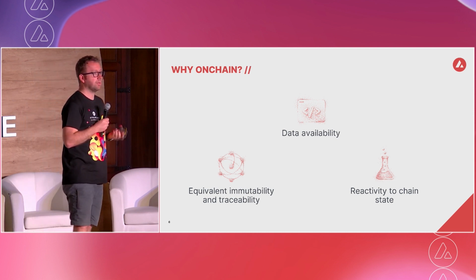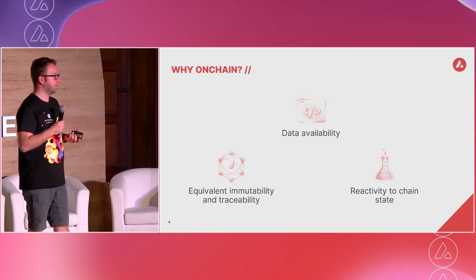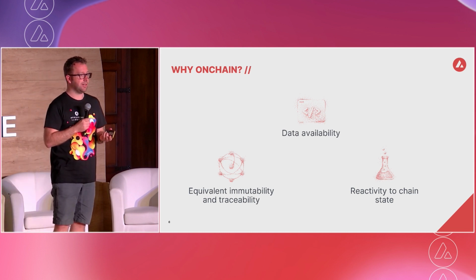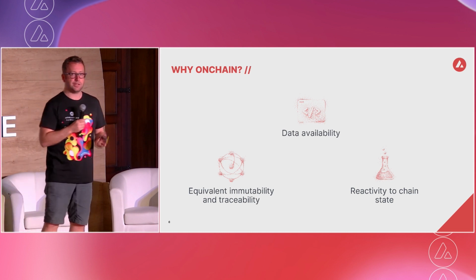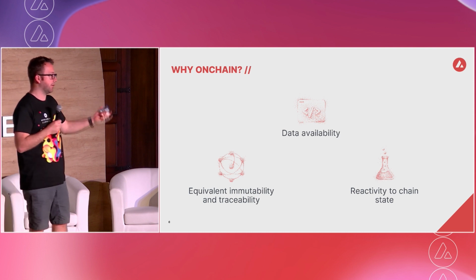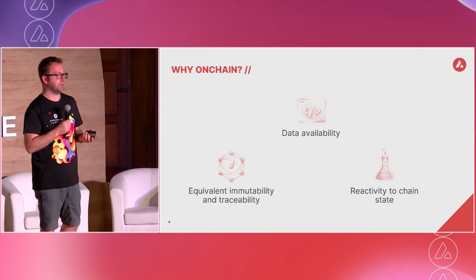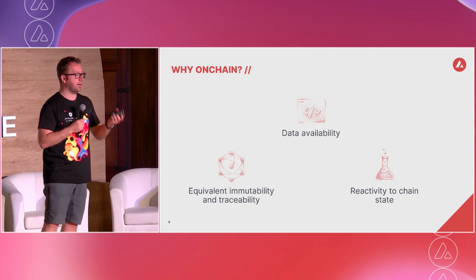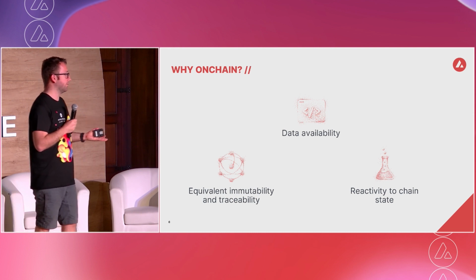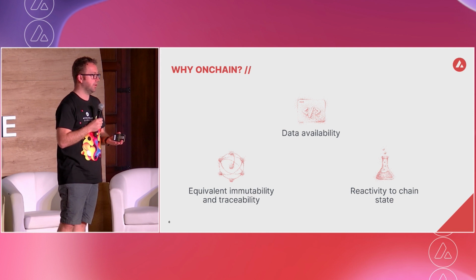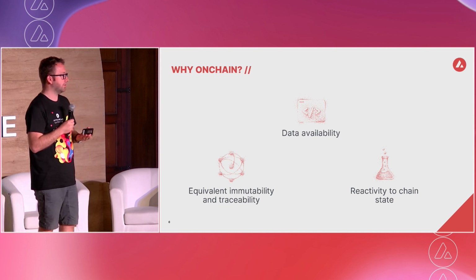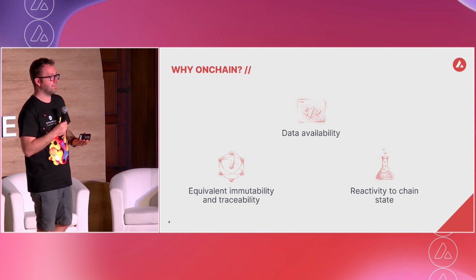Also very important, equivalence and immutability and traceability. When you put everything in a blockchain, it is the blockchain. It is as immutable as a blockchain, be it Ethereum, be it Avalanche, be it something else. That's super important because somebody can't come and turn down a handful of gateways and turn off your IPFS. They can't shut down your centralized server. You're on the blockchain. That's quite cool.